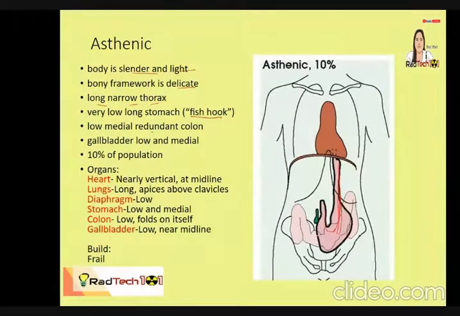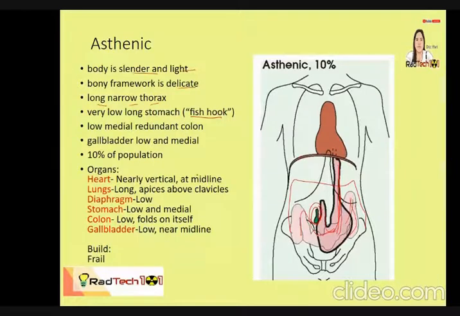Low medial redundant colon. So, yung kanyang colon, nandito siya. So, parang dito na lahat na buhos. Unlike yung kanina sa sthenic and hypersthenic dito, di ba, evenly distributed. Gallbladder niya, dito rin sa baba. Low in medial, papunta sa gitna na. Kanina, parang nasa right side pa yung gallbladder ng sthenic and hypersthenic.